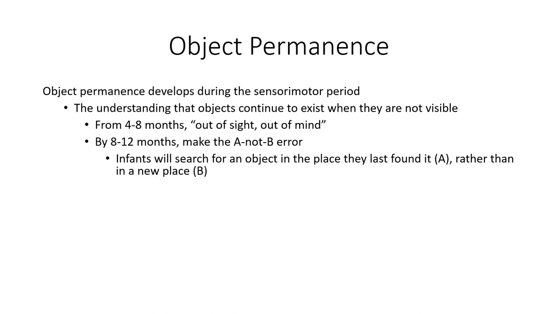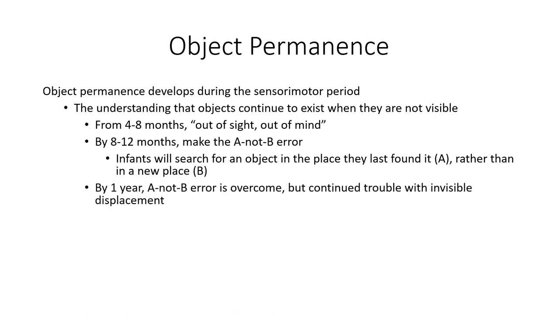From 8 to 12 months, they start to make the A not B error, or they're continuing to make the A not B error. This is basically, if an object is placed somewhere, and even if they see it being placed in B, the new place, and they typically find it at A, they'll still reach for A. Now there are some questions to this too, but the A not B error is where they are still reaching for places they already knew.